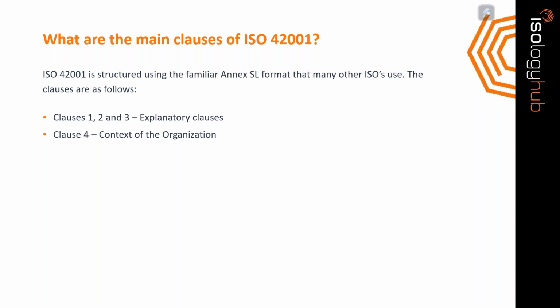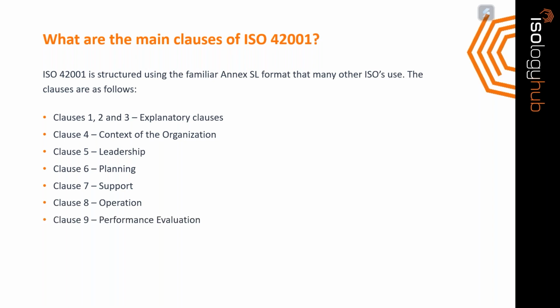So for those of you that are familiar with other ISO standards, you'll recognise these requirements. Context of the organisation, so looking at the risks and opportunities, leadership commitment to AI, planning, support, operational controls for the use of AI, reviewing the performance of your organisation's use of AI, and then finally, improvement.